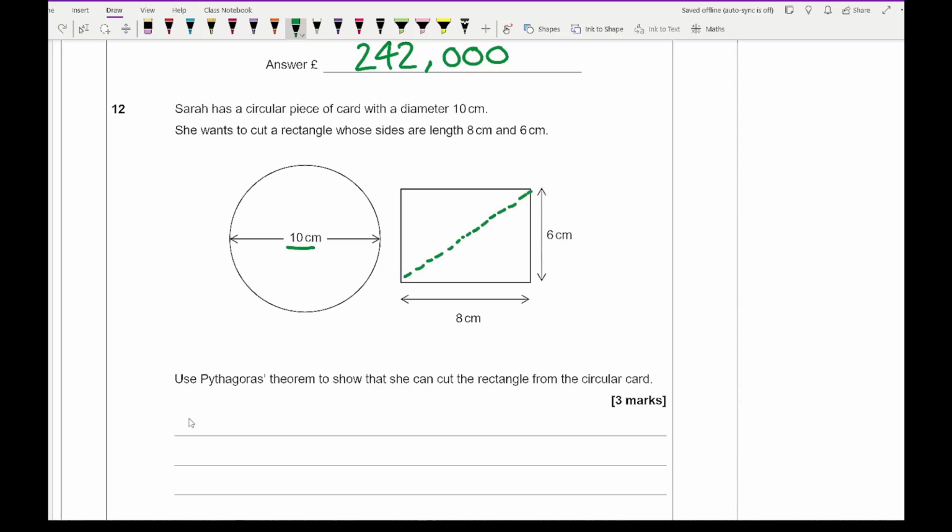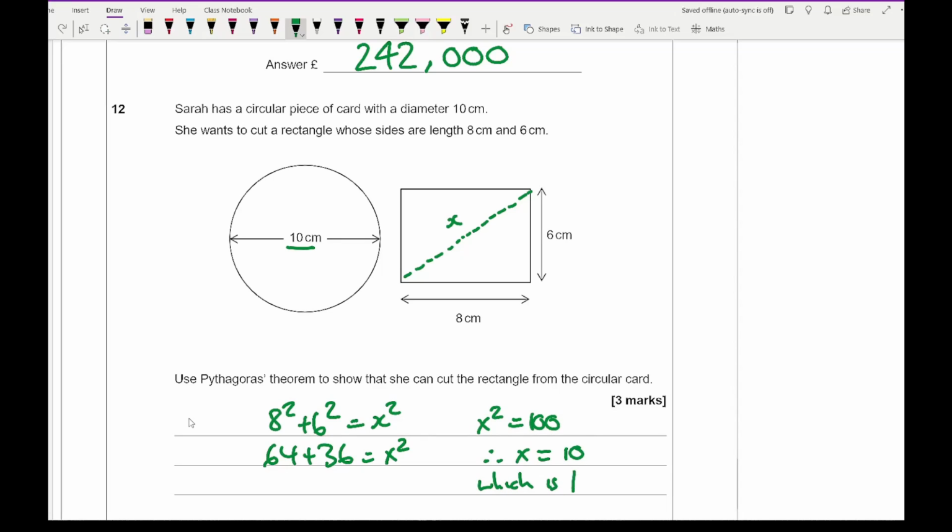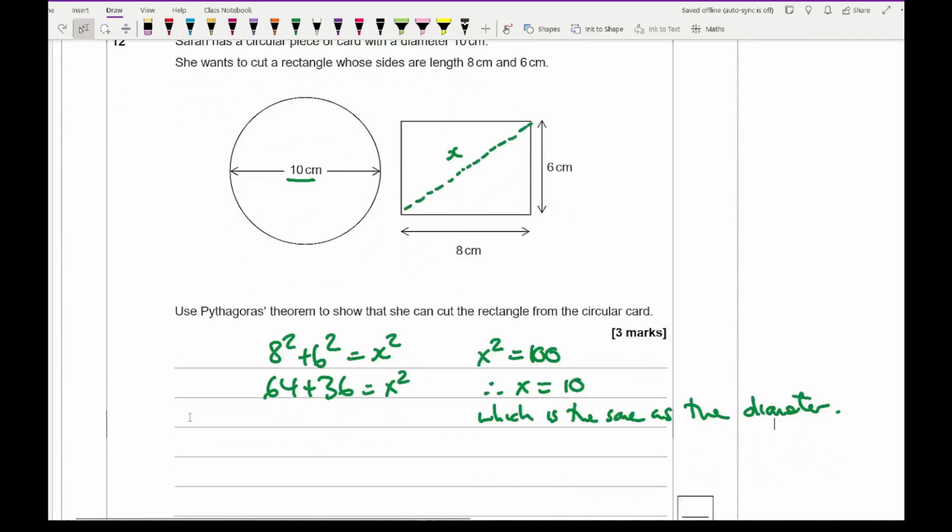to the diameter. So working out this length here, we've got 8 squared plus 6 squared equals x squared. So we've got 64 plus 36 equals x squared. So x squared equals 100. So therefore x equals 10, which is the same as the diameter. And there we go for that one.